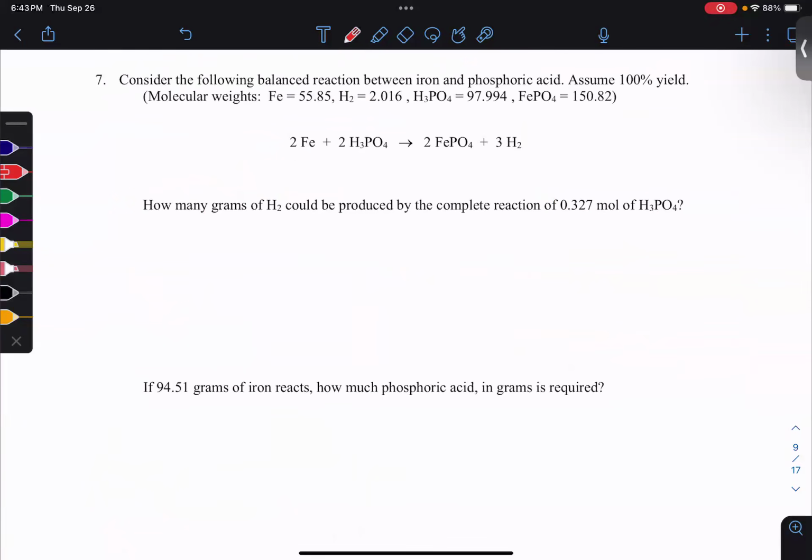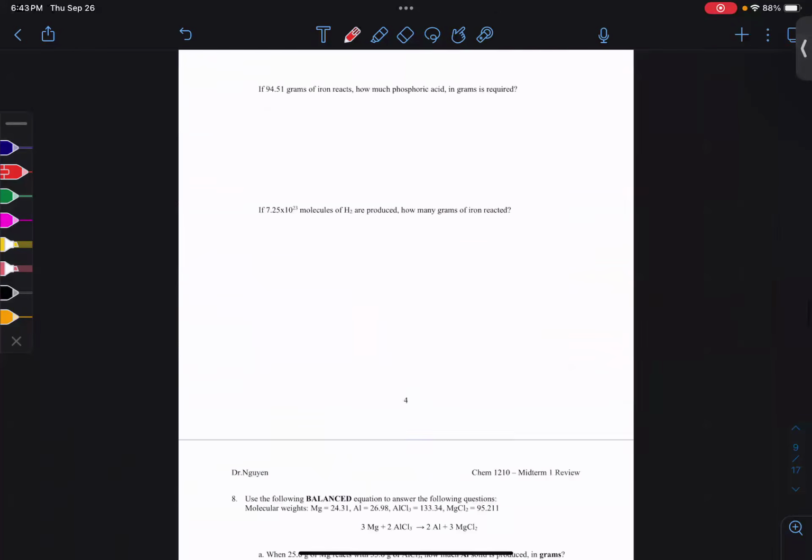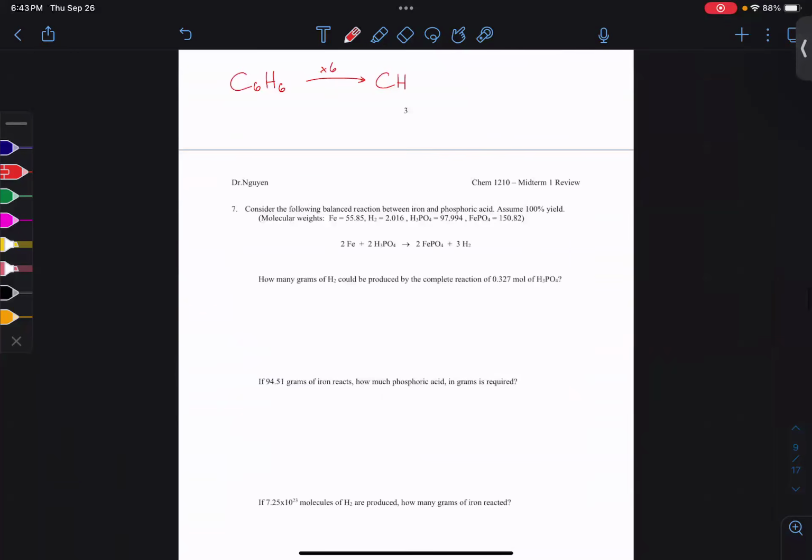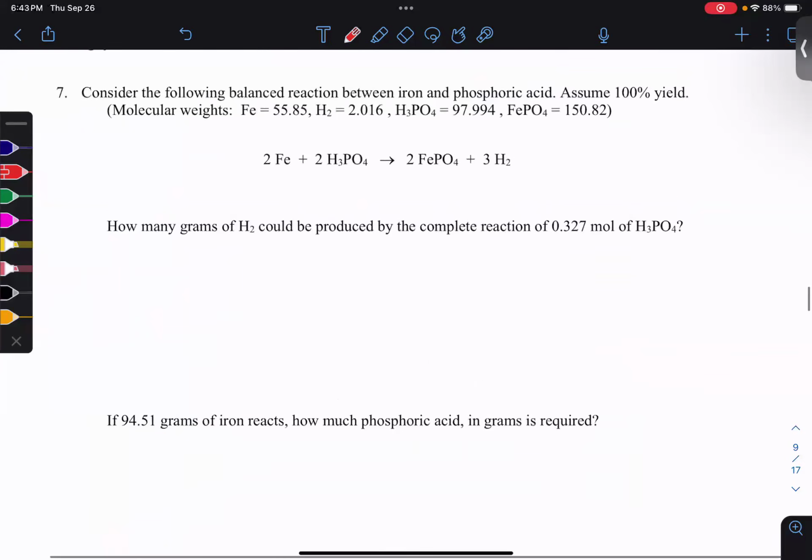Okay, now everyone's favorite, stoichiometry. And then I'll do my other demo. Is this the last one? Oh, dang, there's a bunch here. Okay. Okay, so we have a chemical reaction.